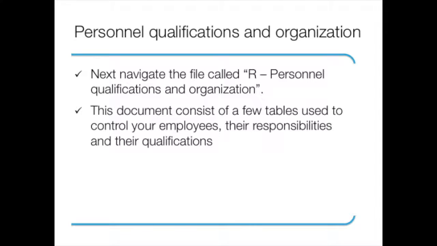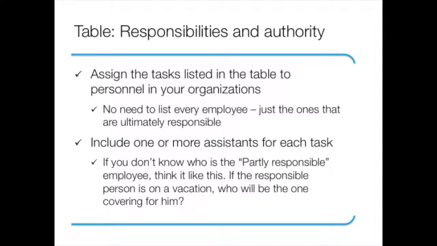Next, navigate to the file that we previously downloaded called Personnel Qualifications and Organization. This document consists of a few tables that are used to control your employees' authority and responsibilities, qualifications, and trainings. In addition, we'll use this document to control and approve those subcontractors who aren't going to CE mark their products. The first table, Responsibilities and Authority, is used to assign employees responsibilities and authority. Now assign the tasks listed in the table to someone. Naturally, you don't need to list each employee here, just the ones who have the ultimate responsibility of the given task. Also include one or more assistants for each task.